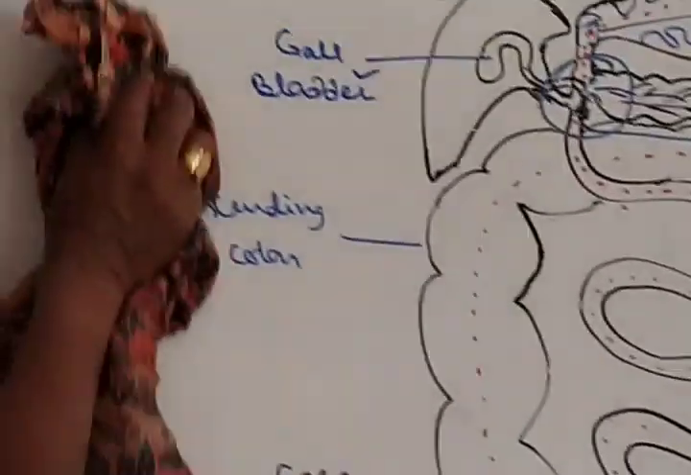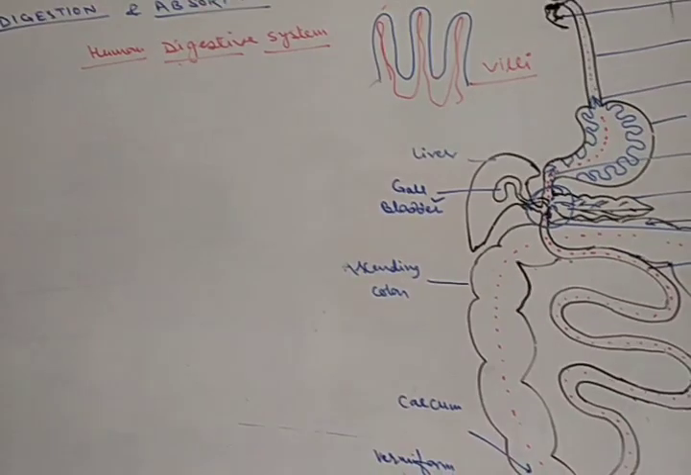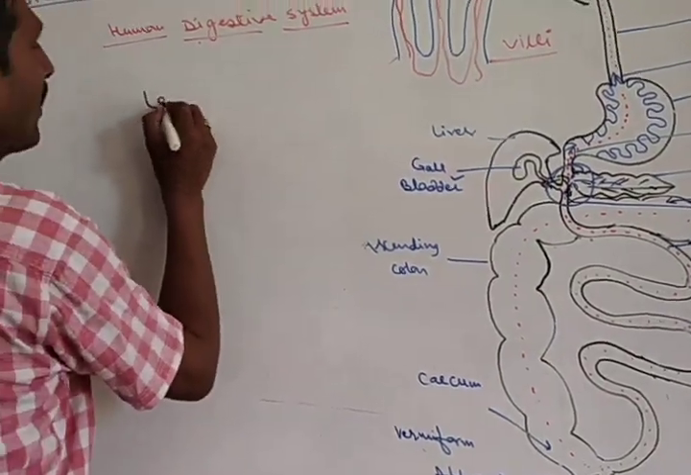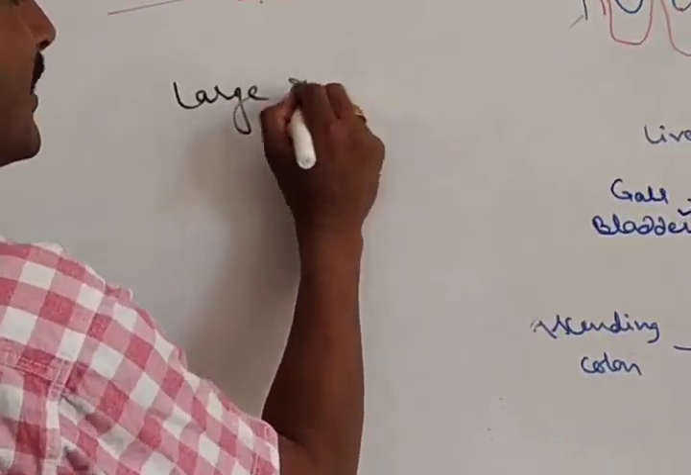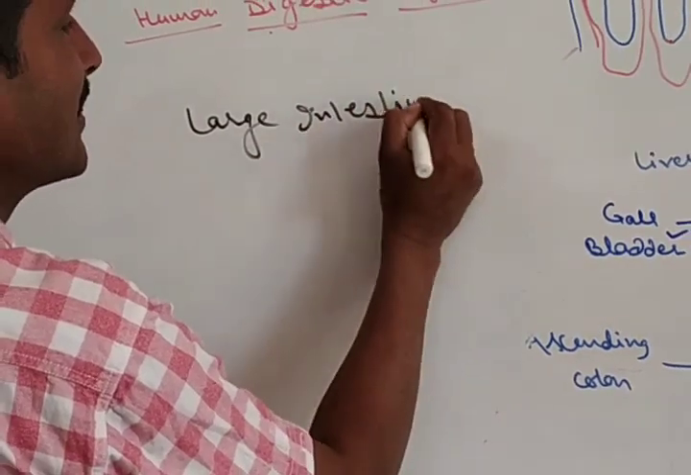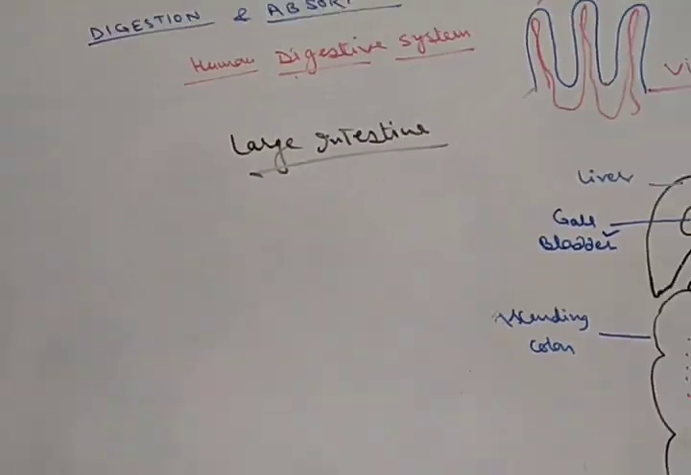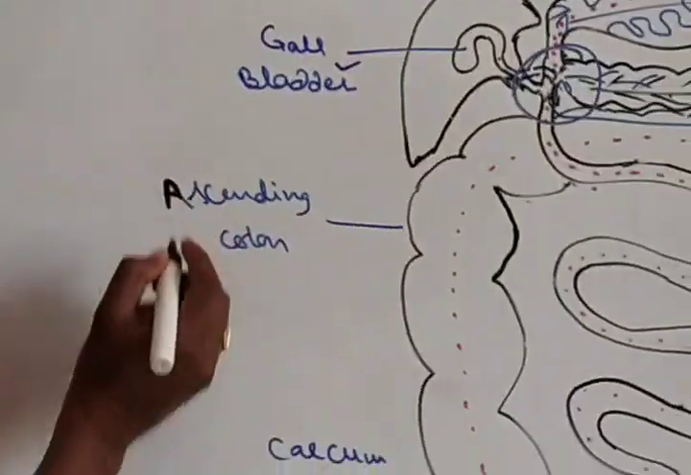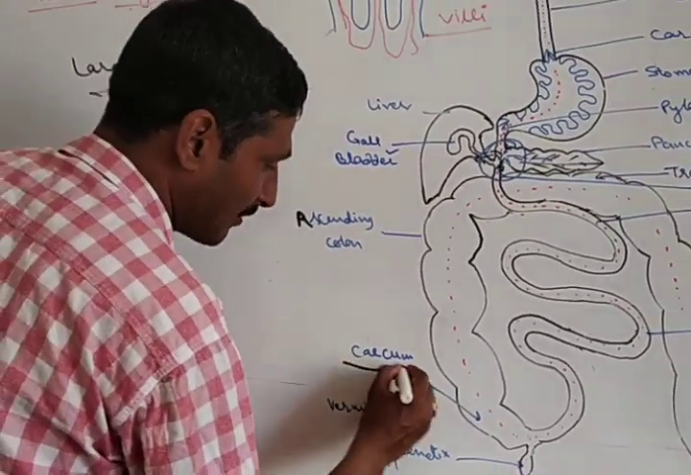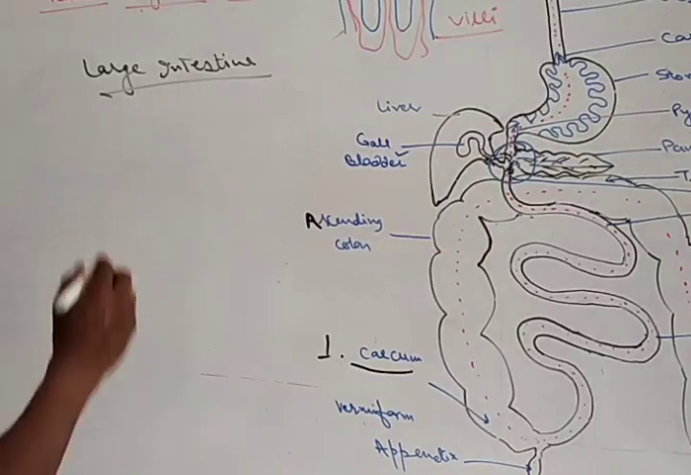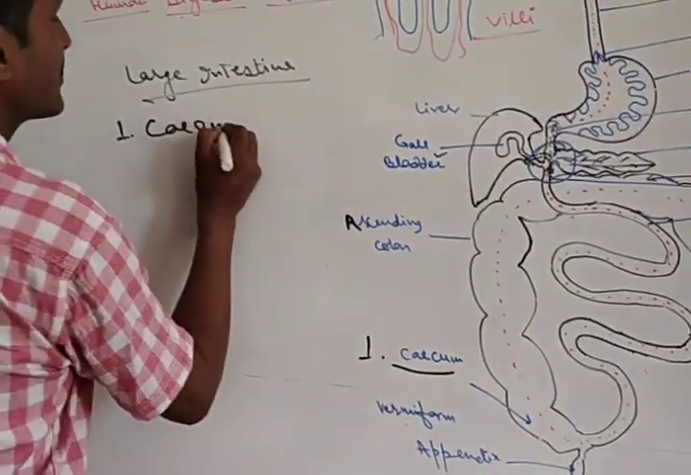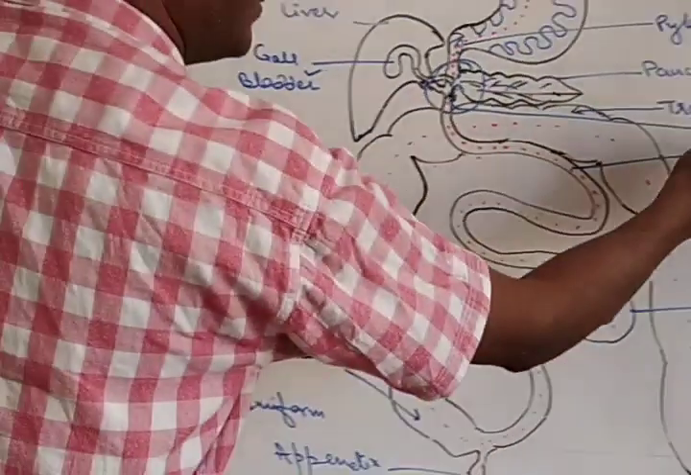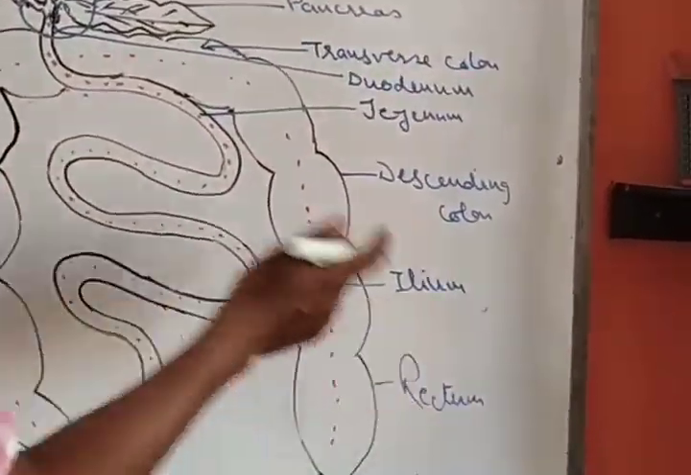Though it is called as large intestine, yet it is smaller in length as compared to small intestine. Due to its larger diameter, this is called as large intestine. Dear students, large intestine further has three parts. First part is called as cecum. Second part is called as colon. And third part is called as rectum.